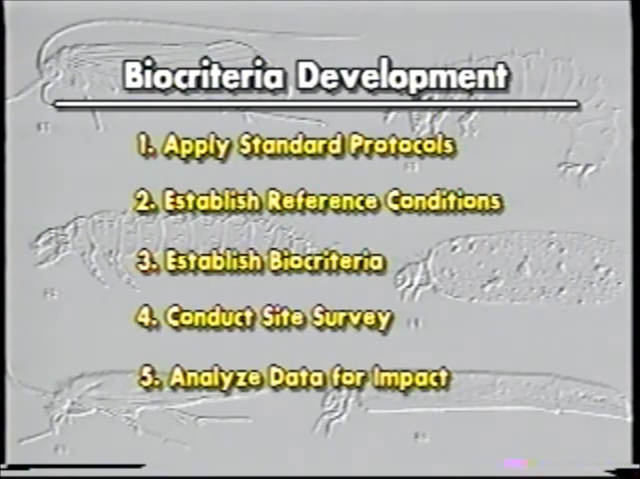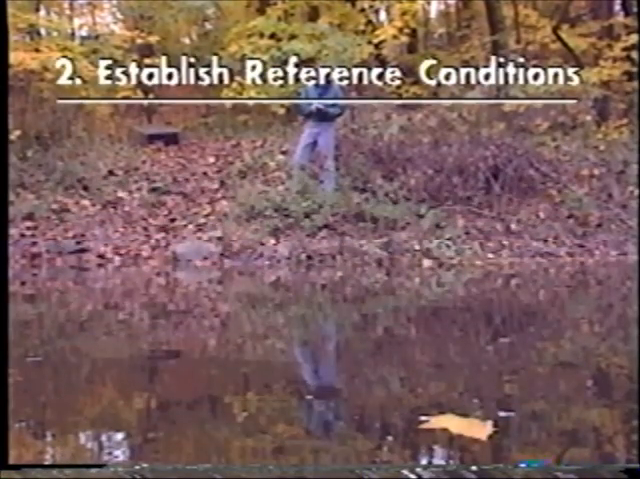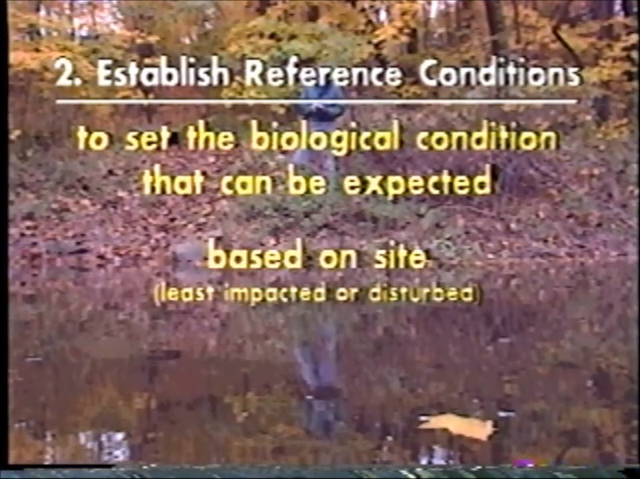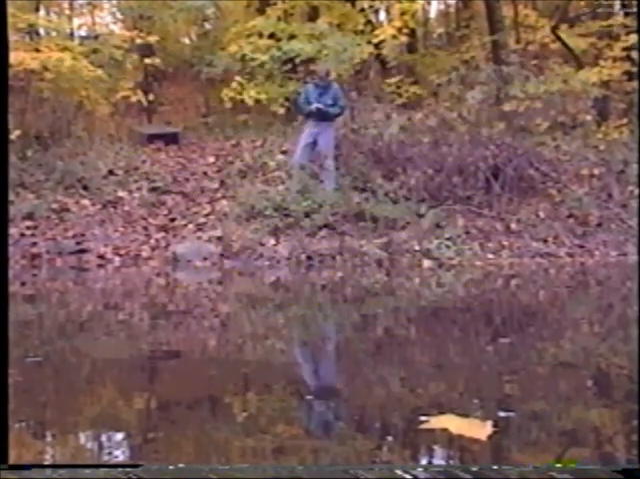The next step is to establish reference conditions. This is an important step because establishing reference conditions helps to set the biological condition that can be expected for the water body that's to be evaluated. In most cases, the reference condition will be based on a site or sites that are the least impacted or disturbed, and that is the closest to a pristine condition that can be found within that ecological region.